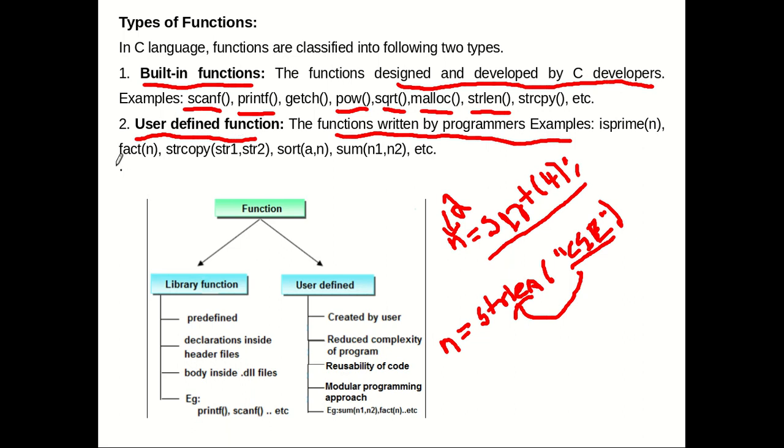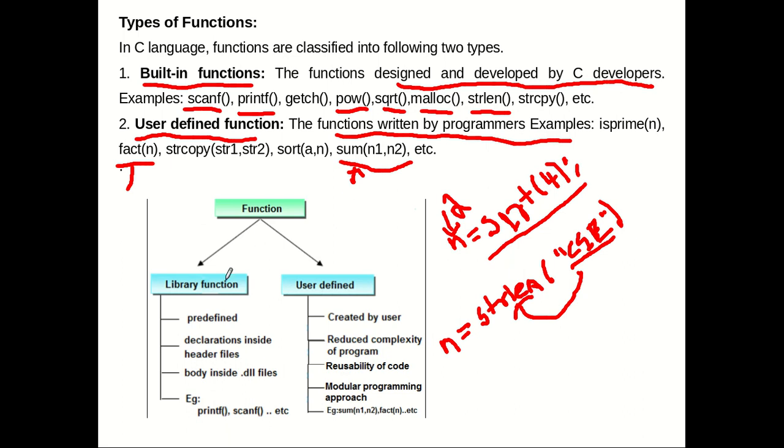Say for example, if I write a function to find the factorial of a given number, let us say the function name I take is fact. Then this is my user-defined function. Suppose I want to find the sum of two numbers, and I give the name of that function as sum, then it is a user-defined function.